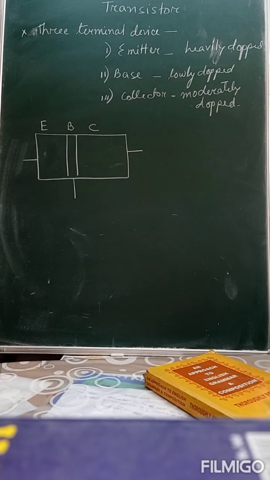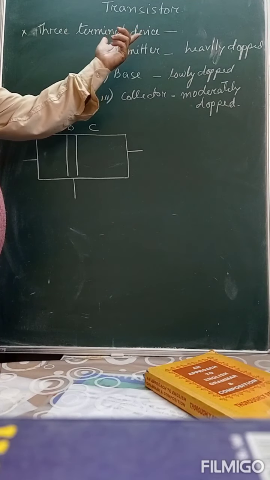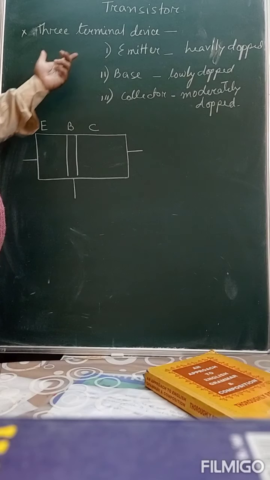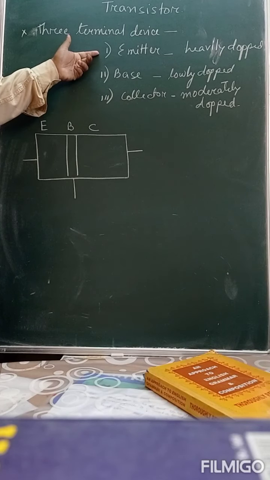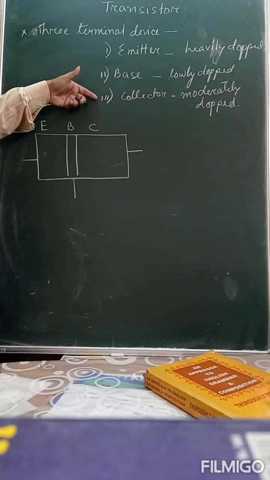In this video, we basically discussed the transistor. Transistor is a three-terminal device. It has three terminals. One is called emitter, one is called base, and one is called collector.